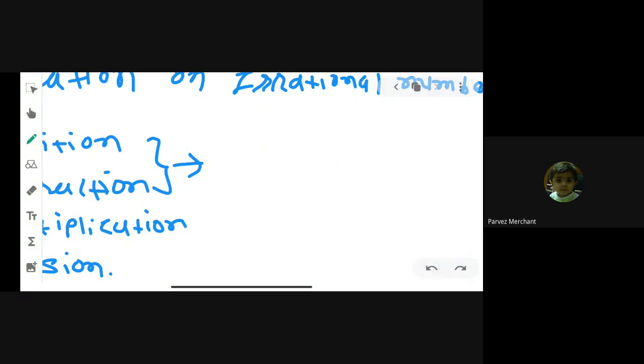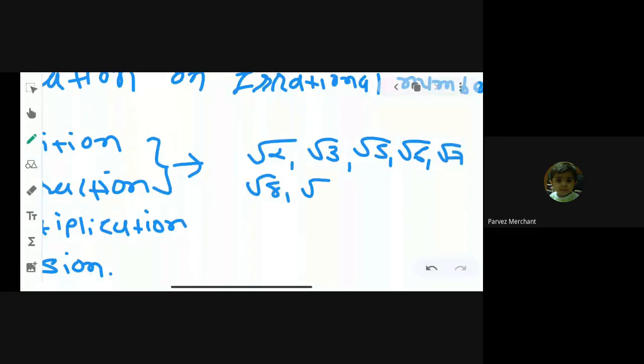We know that irrational number means the square root of any positive integer which is not a perfect square. It is known as an irrational number, like root 2, root 3, root 5, root 6, root 7, root 8, root 10, root 11, root 12, root 13 are some examples of irrational numbers.